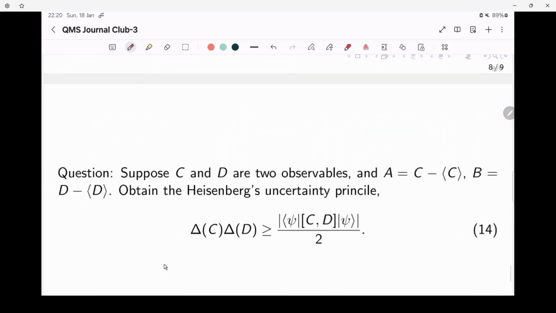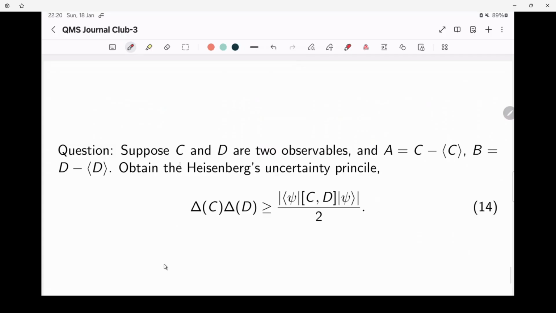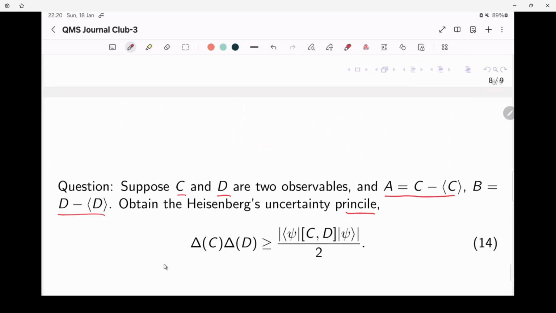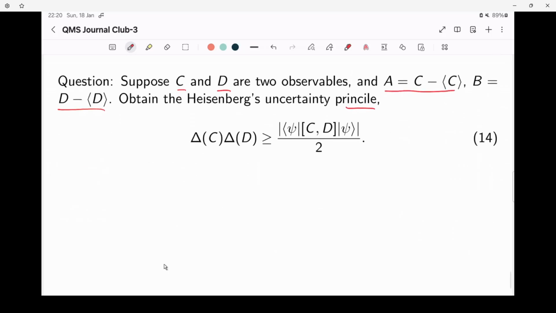Then the final transformation is to let C and D be two observables in such a way that your A and C are defined this way, and your B and D are defined this way. This is the final step to obtain your Heisenberg uncertainty principle. There is a typo here, so later I will fix the typo. I'm afraid I don't have much time left, so I will just show you what it is.